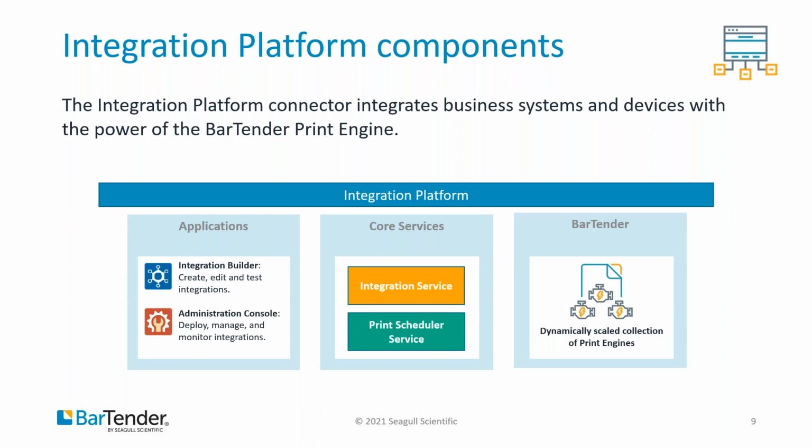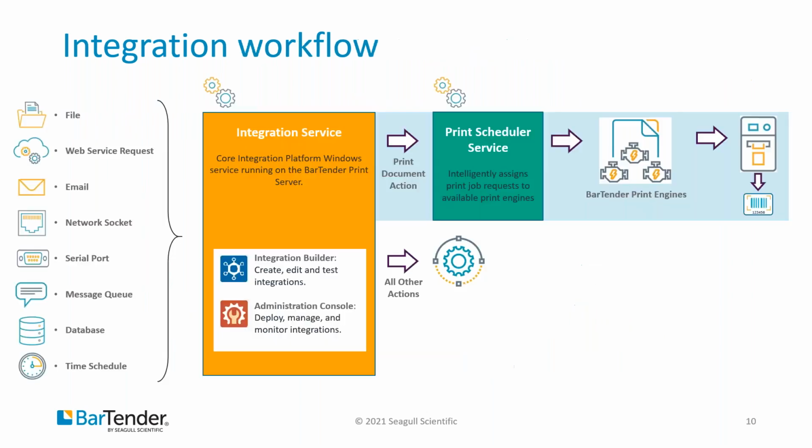And that takes us to the third part, which of course is the collection of BarTender print engines. The print scheduler will select one of those print engines, which ultimately is responsible, in conjunction with a Windows printer driver, possibly a Seagull Scientific printer driver, to render the print job in native print code and get that sent to the target printer.